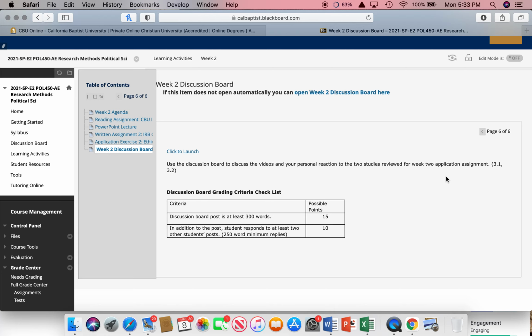So there you have it for week 2. We have 3 deliverables: a written assignment, an application assignment, and a discussion board. Ensure that you read each one of these instructions thoroughly and report on them and write on them. I look forward to all of you getting these assignments posted on time, and I really look forward to reading through all of your input when it comes to our institutional review board.